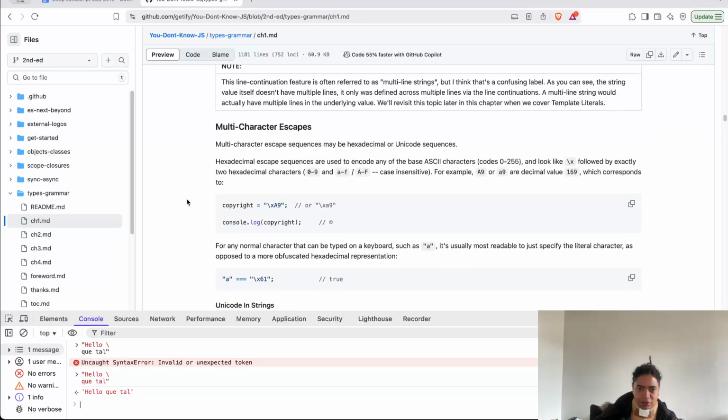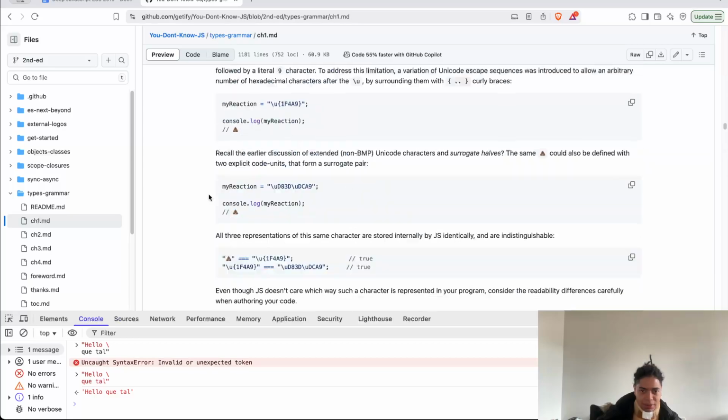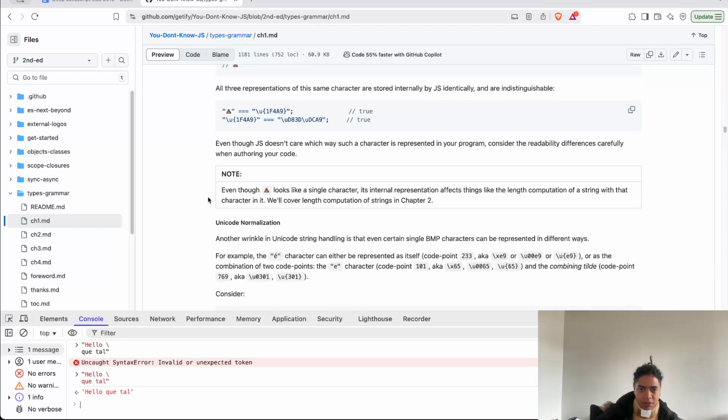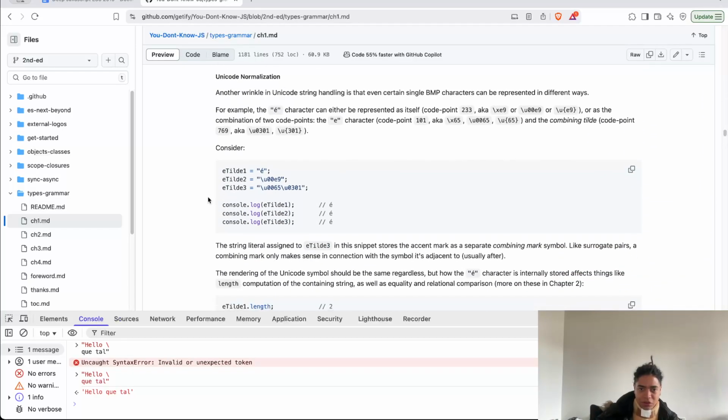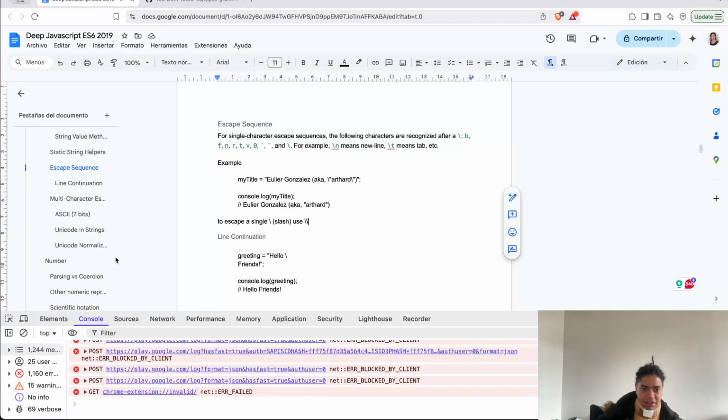So, multi-character escape. We looked at how we can now use ASCII as well as Unicode in a string, and how you can now escape bigger Unicodes, right? Especially using the curly braces. All right, as well as the Unicode normalization. Anytime that, yes, this is now an escape sequence.